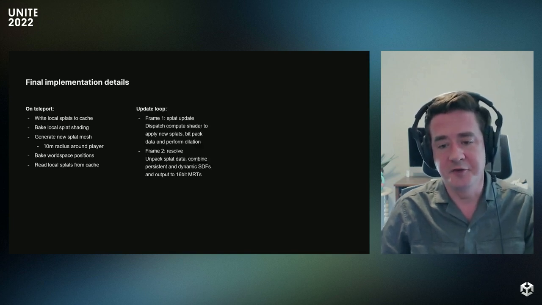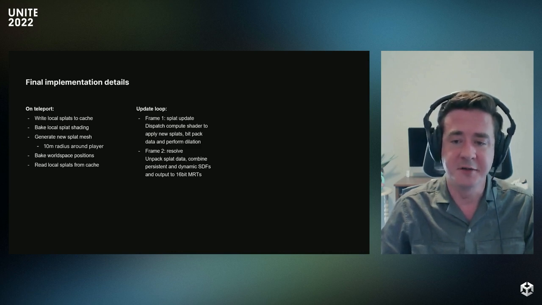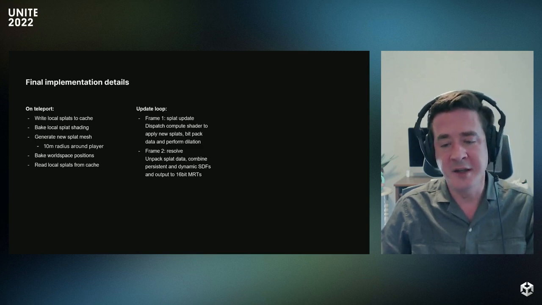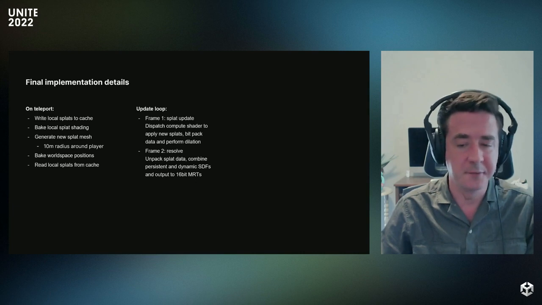And in our update loop on frame 1, we dispatch the compute shader that does the actual update of the splat textures. So this just simply reads all of the new splats that have been submitted, does min, and then finally packs the data and performs dilation. And then on frame 2, we do the splat texture resolve. So we have another shader that basically unpacks the data from the packed texture, combines the persistent and dynamic SDFs, and then outputs to those 2 16-bit textures via MRT.